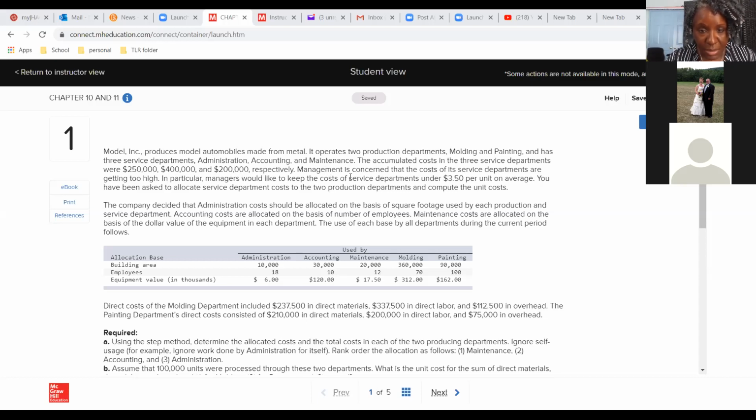Okay. Management is concerned that the cost of these service departments are getting too high. In particular, management would like to keep these costs of service under $3.50 per unit on average. You've been asked to allocate service costs to these 2 production departments and compute unit costs. All right, so the company has decided that administrative costs could be allocated on the basis of square footage used by each department of the service. Accounting costs are allocated based on the number of employees, and maintenance costs are allocated on the basis of dollar value of equipment in each department.